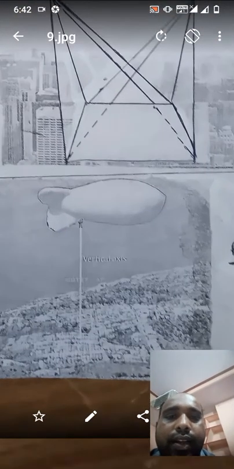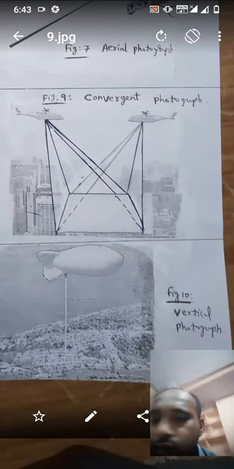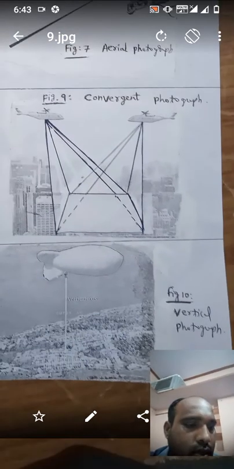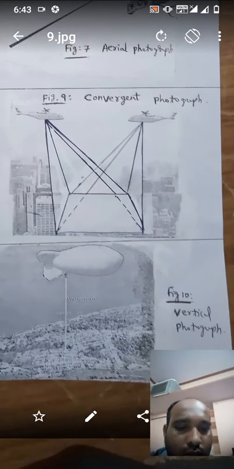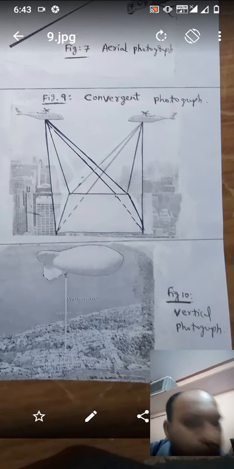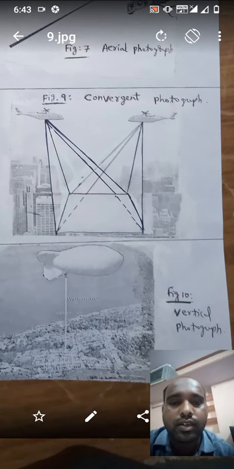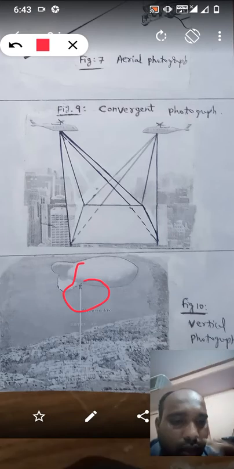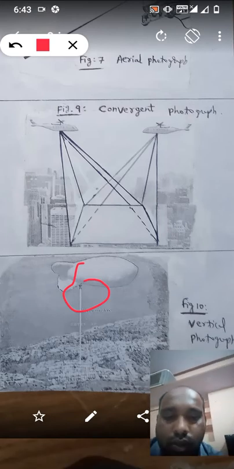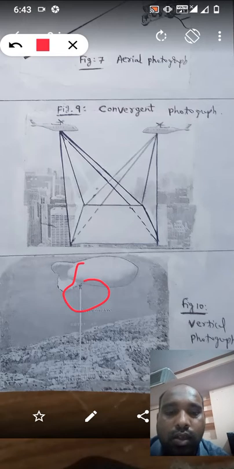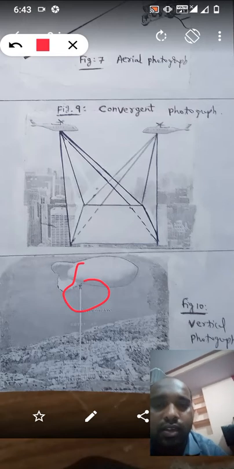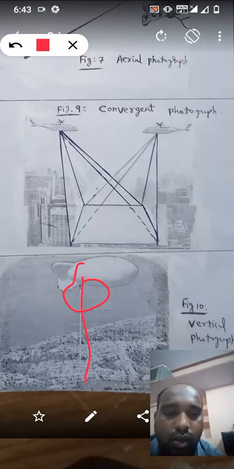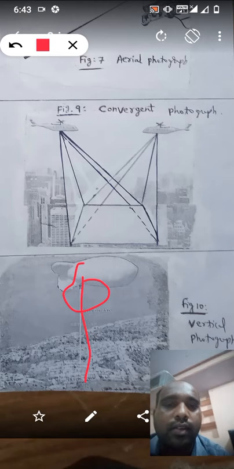So this is the vertical axis. So vertical photograph: a photograph which is taken from a camera station. Here the camera is fixed in the aircraft. The axis of the camera should be vertical, saying here vertical or nearly vertical.